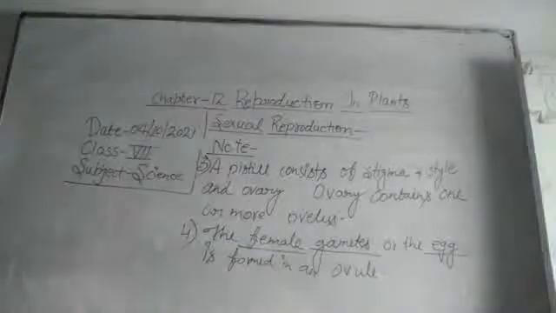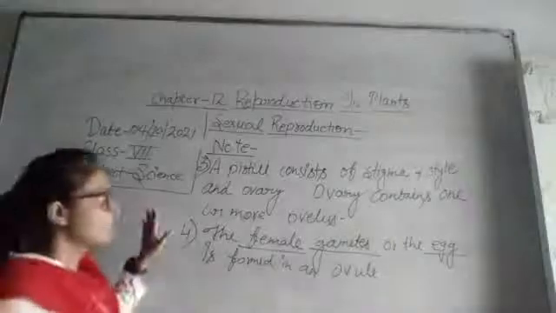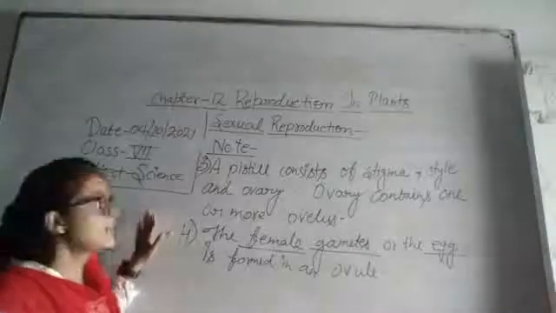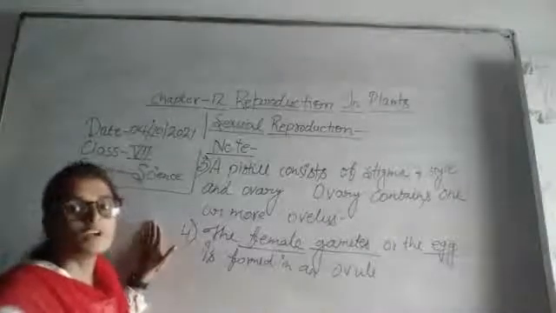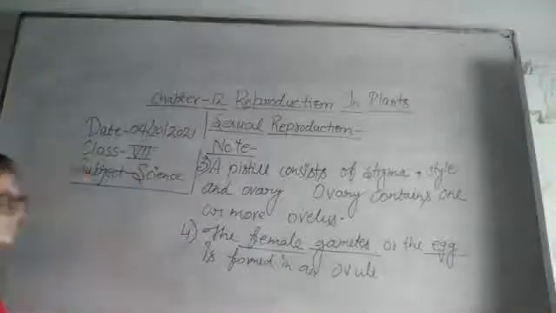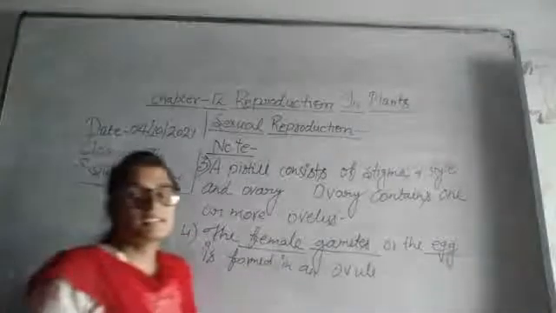Okay, student. Pistil is the female reproductive part and stamen is the male reproductive part. I hope this is clear to you.